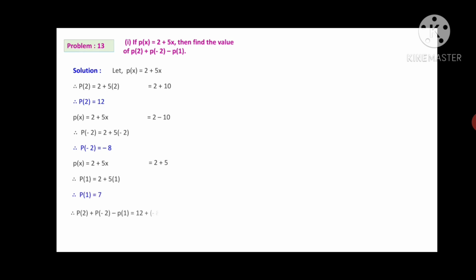Friends, therefore, p of 2 plus p of minus 2 minus p of 1 is equal to 12 plus (minus 8) minus 7. Therefore, we will get that p of 2 plus p of minus 2 minus p of 1 is equal to minus 3.